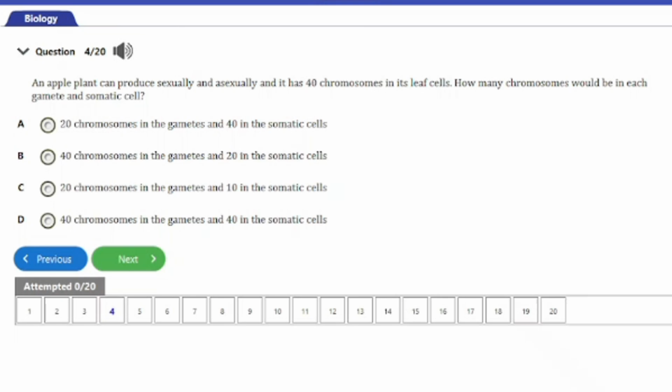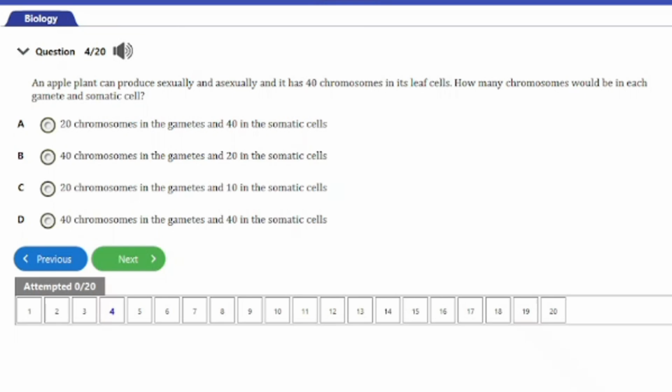Question number 4 says, an apple plant can reproduce sexually and asexually, and it has 40 chromosomes in its leaf cells. How many chromosomes will be in each gamete and somatic cell? A. 20 chromosomes in the gametes and 40 in the somatic cell. B. 40 chromosomes in the gametes and 20 in the somatic cell. C. 20 chromosomes in the gametes and 10 in the somatic cell. D. 40 chromosomes in the gametes and 40 in the somatic cells.